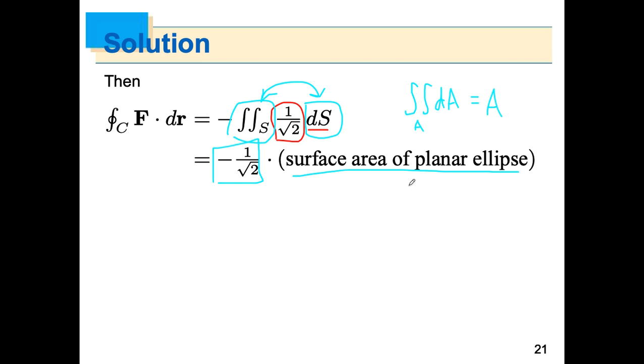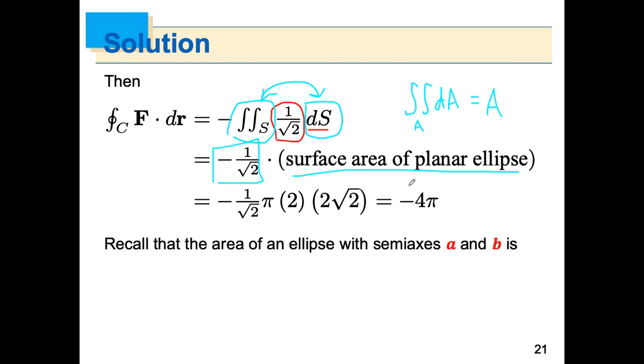And basically, no integration is needed. All you simply have to do is find the dimensions of the planar ellipse. And recall that the area of any ellipse with semi-axes A and B is simply going to be pi AB.